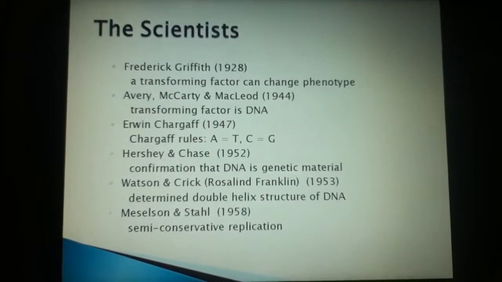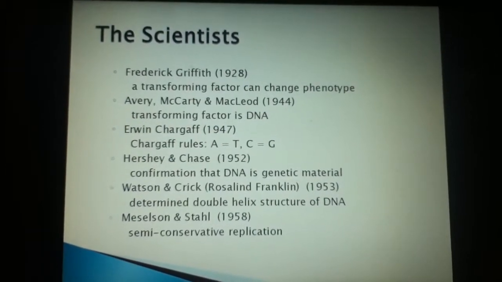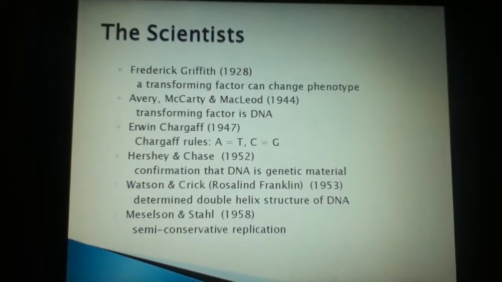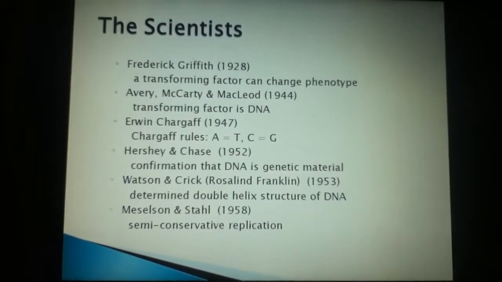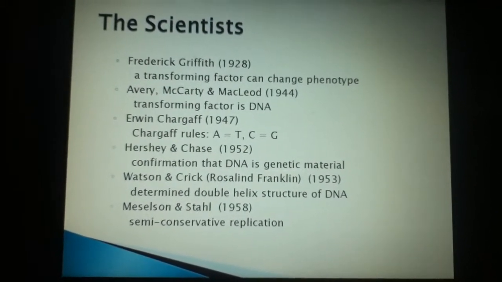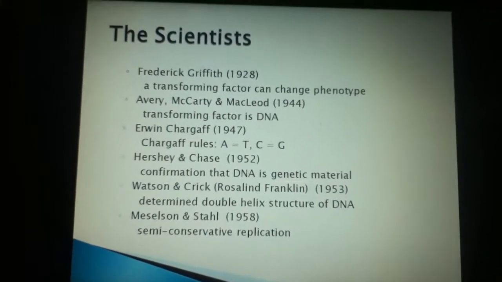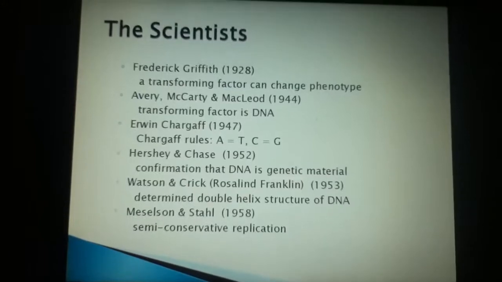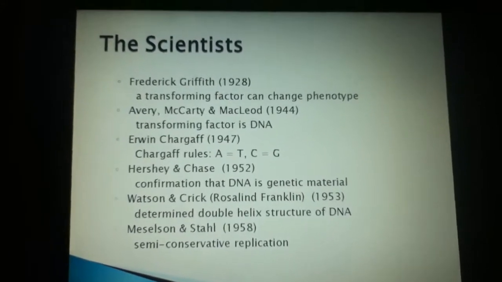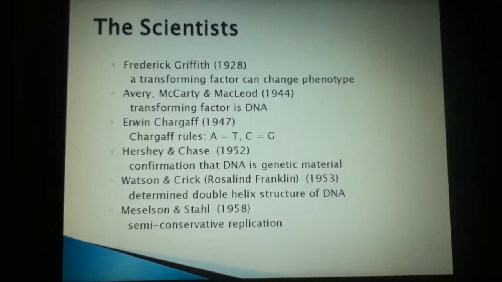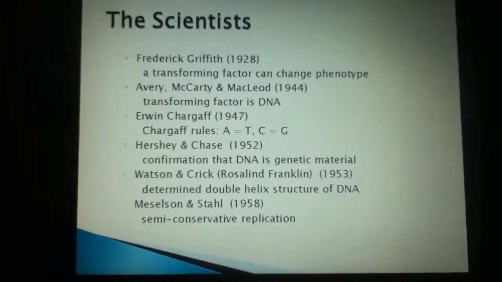Frederick Griffith found out a transforming factor can change phenotype. Chargaff is the one who put together adenine and thymine and cytosine and guanine. Hershey and Chase confirmed DNA is a genetic material. Watson and Crick, with the help of Rosalind Franklin, confirmed DNA has a double helix structure. Meselson and Stahl created a semi-conservative replication.